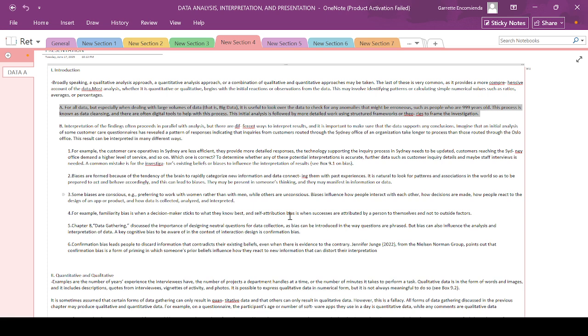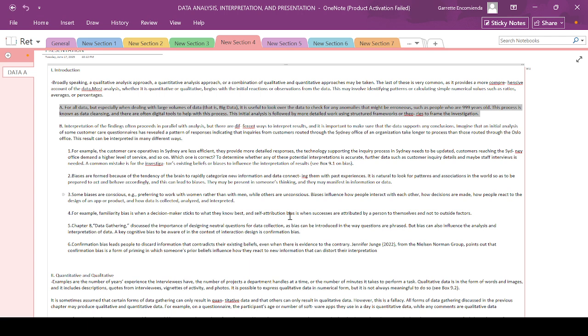So interpretation of that initial analysis often proceeds with parallel analysis, but there are different ways to interpret results, and it is important to make sure that the data supports any conclusion. So with the data that you collected, make sure that you have an objective conclusion, because otherwise you may lead to an erroneous or costly mistake.